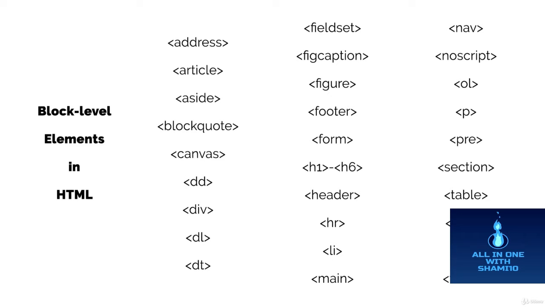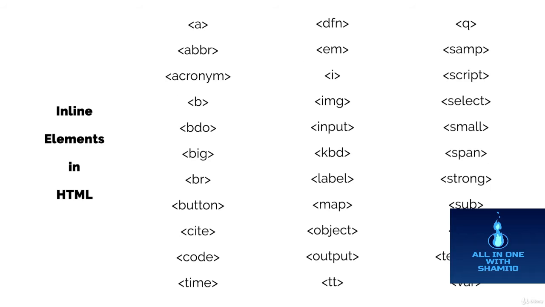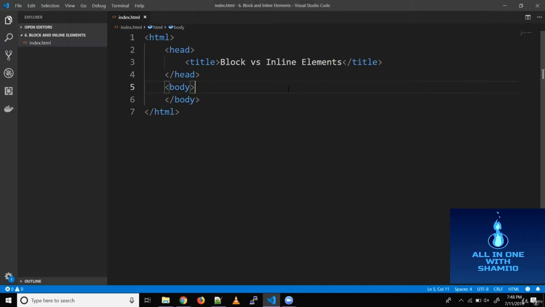These are the elements which have default display value as block. These are the elements which have default display value as inline. Don't worry, you don't have to remember which one has what display value. These are just for reference. Let's try an example to understand both better.